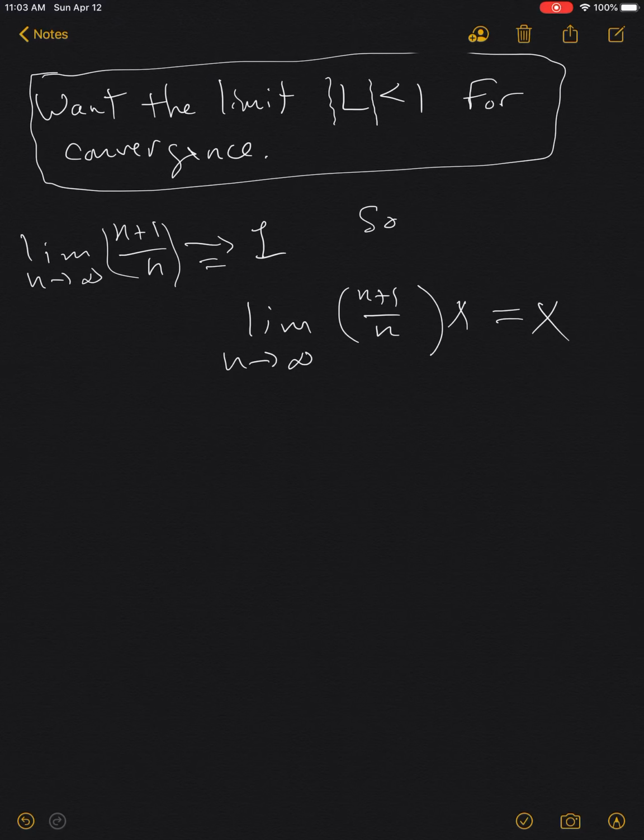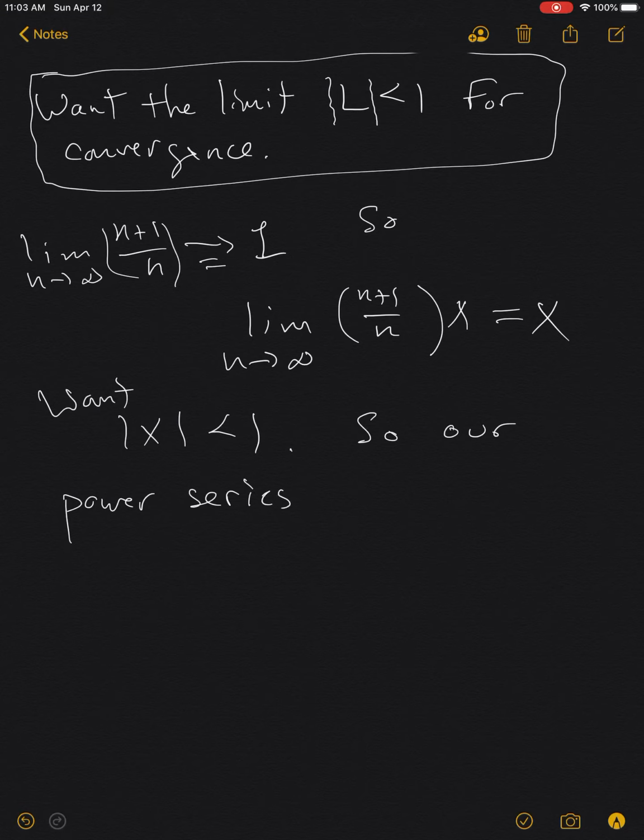So which x values will imply convergence? Well, we want the absolute value of x less than 1. So our power series converges for any x value between minus 1 and 1.